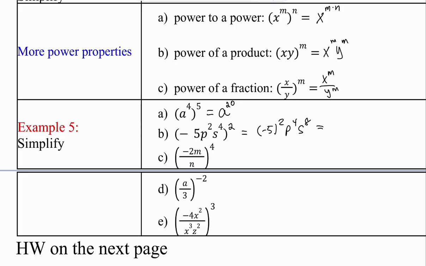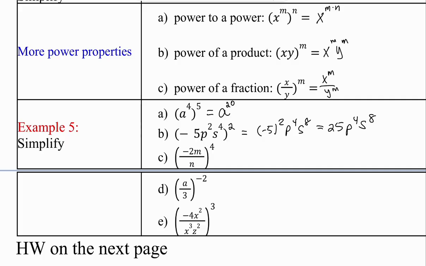Now, you don't have to do it in 2 steps like I've done. I'm just kind of illustrating my point. Since the negative was inside of the parenthesis, the 2 is going to make the negative multiply by a negative and get you a positive 25.